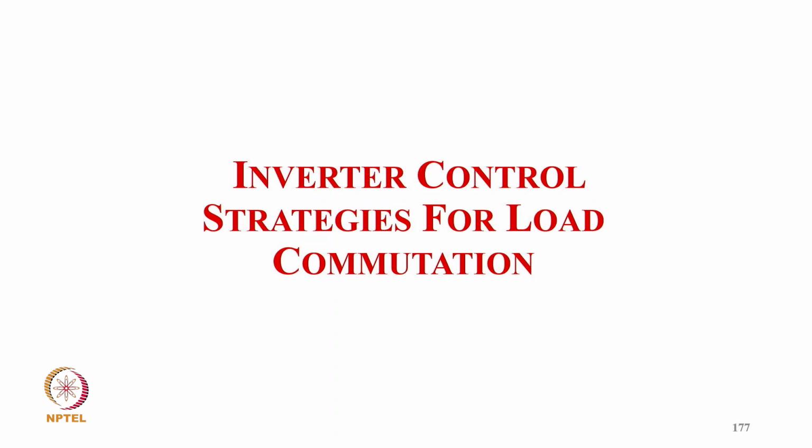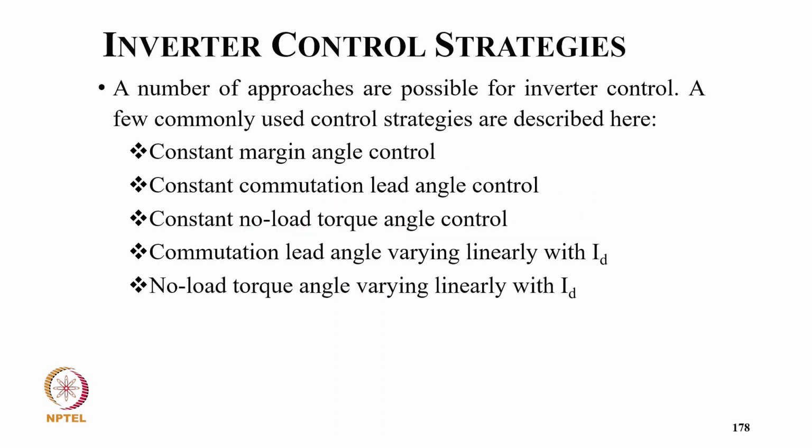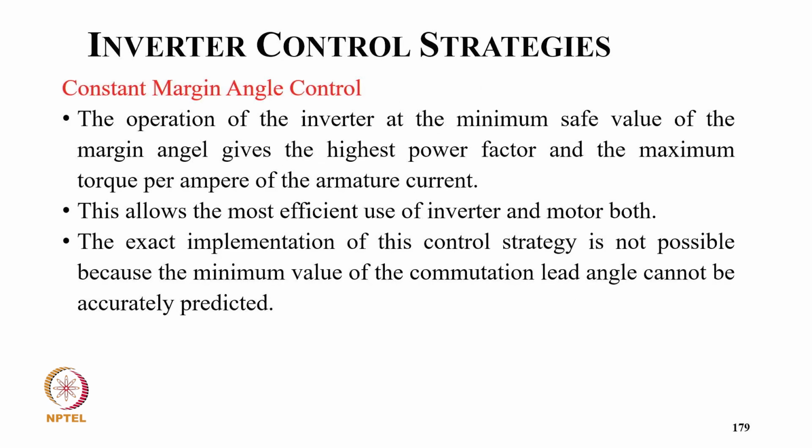Now coming to inverter control strategy for load commutation. A number of approaches are possible for inverter control. The commonly used control strategies are described here: constant margin angle control, constant commutation lead angle control, constant no load torque angle control, commutation lead angle varying linearly with ID, and no load torque angle varying linearly with ID.